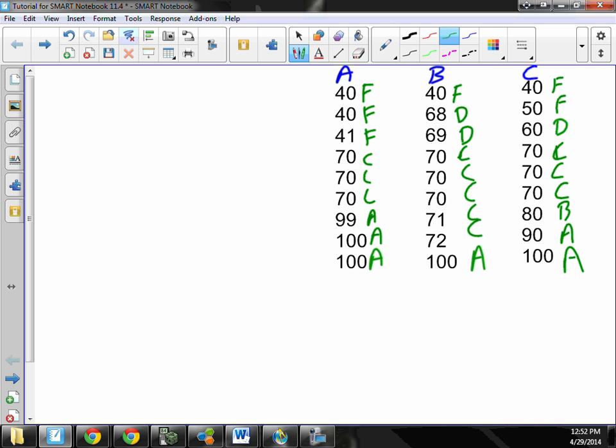So which one is going to have the biggest standard deviation? Which one has scores further away from 70 than the other two? So A would be the biggest standard deviation. Which one would have the largest? So this would be the large standard deviation. Does anybody not understand why?